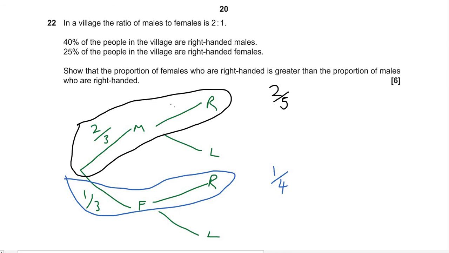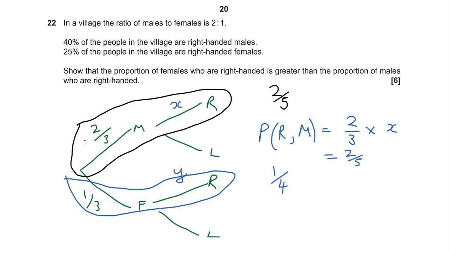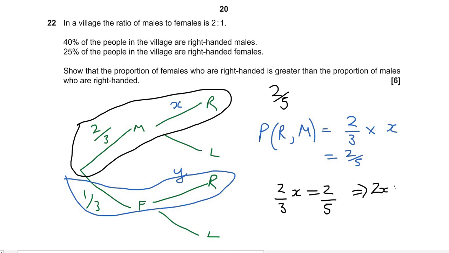So what we need to do is work out these two. Let's call them X and Y. But that's easy because we know how probability works. So probability of a right-handed male, Rm, equals 2/3 times X. But we also know that this is equal to 2/5. So 2/3 of X is 2/5, but we can rearrange this. Well, we can multiply by 3 to say 2X equals 6/5, and then we can divide by 2 to say X equals 6/10, which is 0.6. Or, yeah, we can keep it as a fraction if we want.